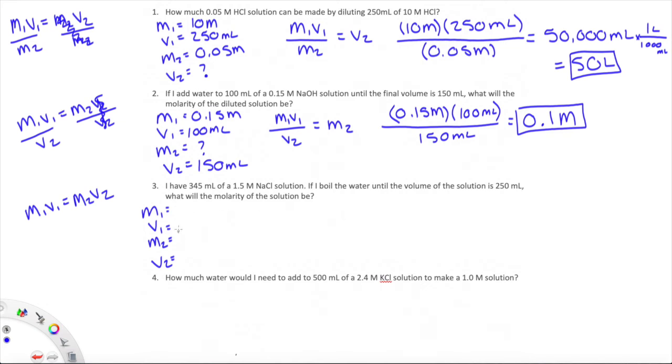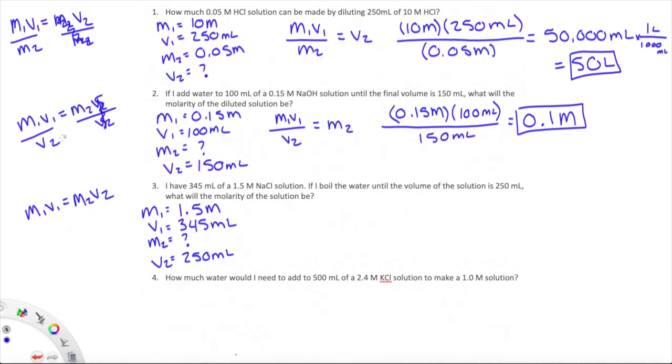So all we have to do is just pick out what we know and what we're looking for. So it says I have 345 milliliters of my 1.5 molar solution. Those are my initial conditions here. So my volume is going to be 345 milliliters. And my initial molarity is going to be 1.5 molar. And if I boil that until the new volume is 250 milliliters, what is going to be the new molarity? So what's my new concentration?